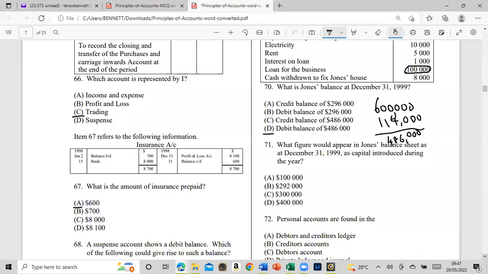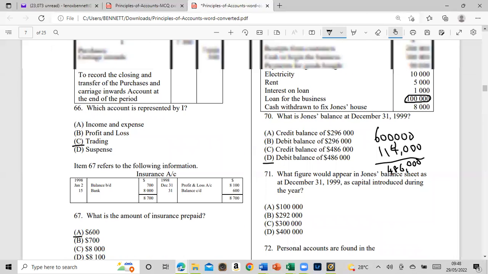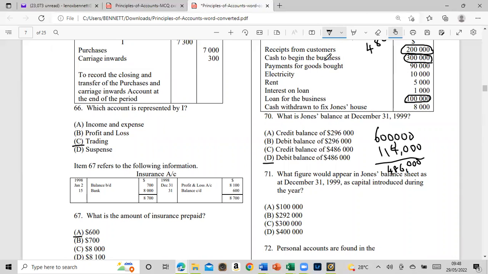All right, so let's move on to 71, which will be the final one, since it refers to that. So guys, check out my part 4. Definitely going to try and do that. All right, so 71 says, what figure would appear in Jones' balance sheet at December 31st as the capital introduced during the year? Cash to begin the business, so that would be $300,000.